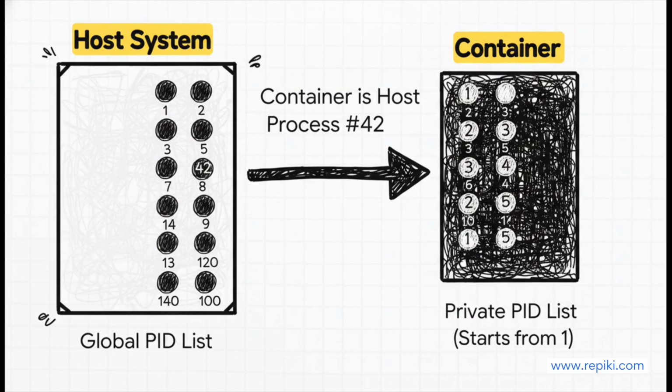So let's look at a real example, the PID or process ID namespace. On any normal Linux system, you have one single list of all the running processes, starting with the famous PID 1. But inside a container, this namespace gives the process its own private list. The very first process that starts up inside that container, from its point of view, it's PID 1. So if you run a command like ps inside, you'll only see the processes for that one container. Everything else on the host is totally invisible.